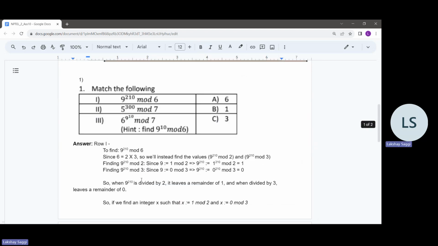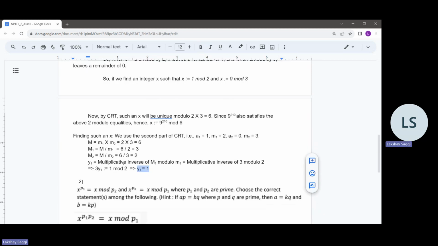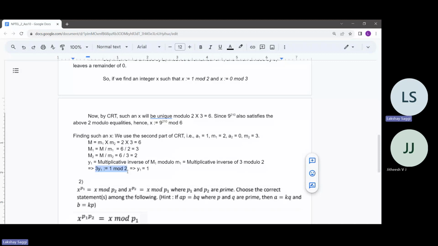But here we were able to directly see it. In general, if you want to find the multiplicative inverse and it is not easy to see, then you will have to go through the procedure described in the lectures of how to find the multiplicative inverse using the extended Euclidean algorithm. This was also in this week's lectures. So you can either use that procedure, or you can just say here by observation that y1 equals 1.